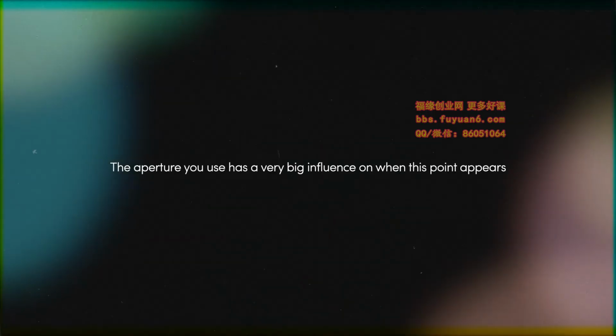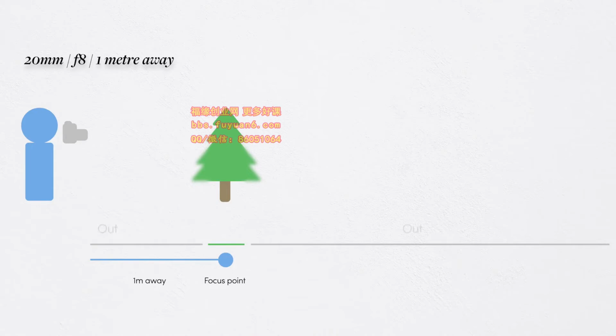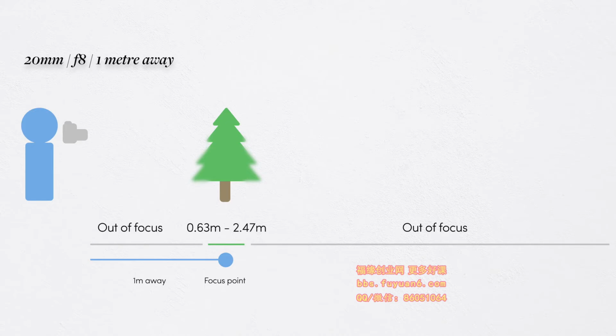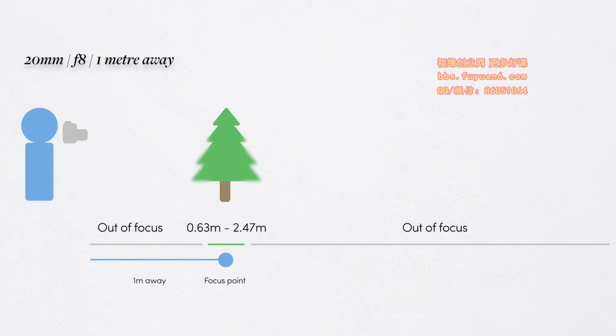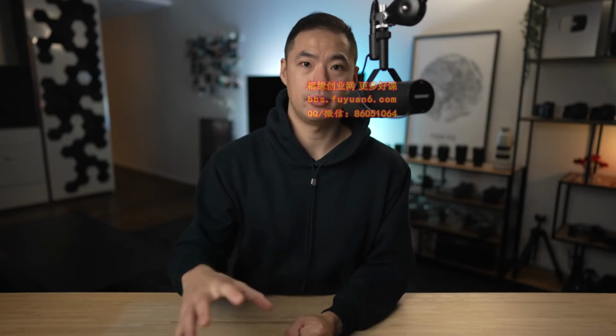It's harder to see this effect occur at faster apertures like f1.4, but if we were to take an example whereby we used an f8 aperture on a 20mm lens, if we were to shoot a subject that was exactly 1 meter away with those settings, the depth of field would be from 0.63 meters to 2.47 meters. So anything before 0.63 meters would be bokeh, and anything after 2.47 meters would be bokeh. This is depth of field at this particular distance, and we've learned this before, right?